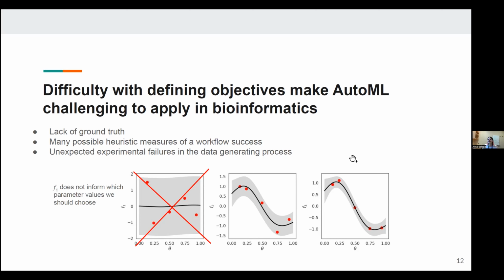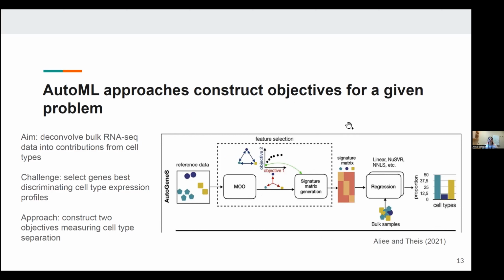But my point is that not only do we have a lot of possible heuristic measures of workflow success, some of them might actually not be very useful in the overall optimization procedure. Okay, so what do we do with this? There are a handful of approaches that are AutoML related that try to tackle this hyperparameter optimization problem, or at least parts of the pipeline optimization. And how they deal with that is that you just have to do your absolute best to create really good objectives for your specific problem.